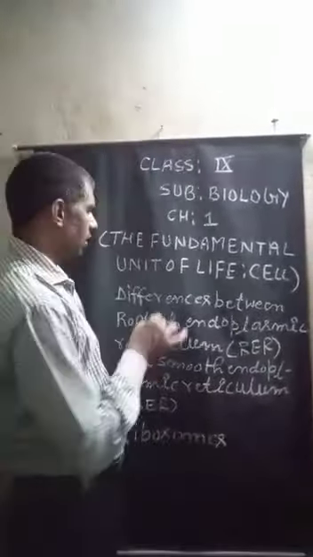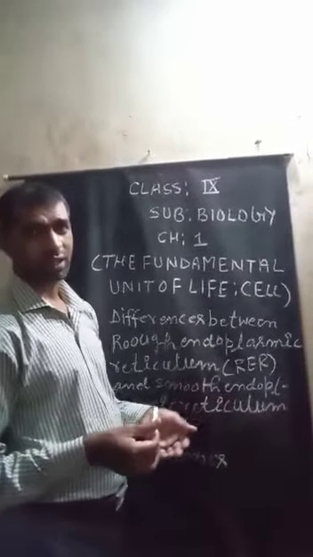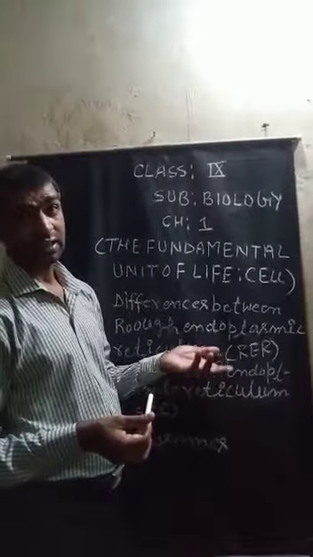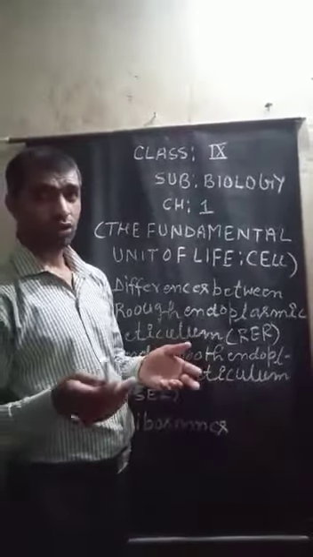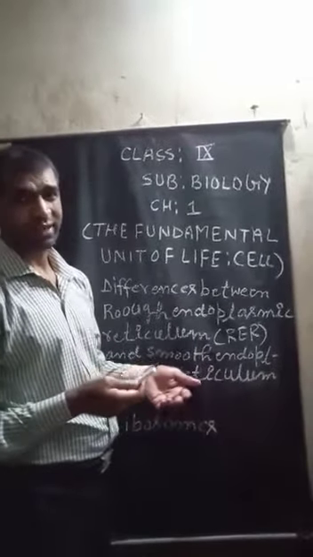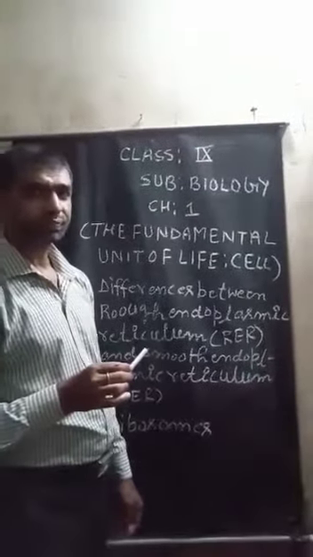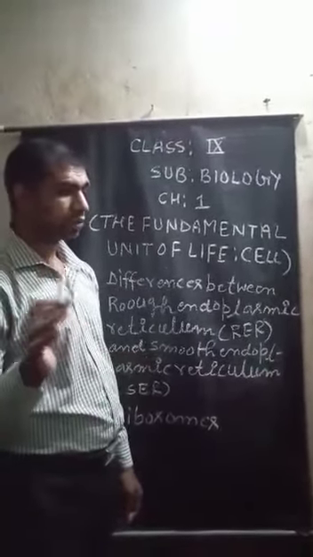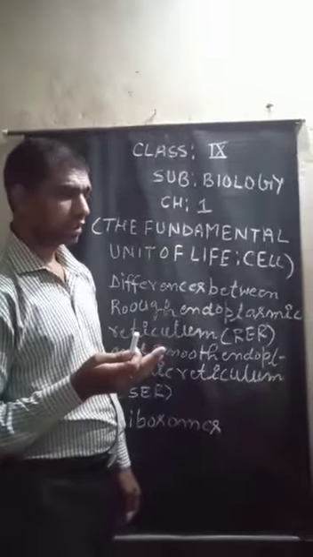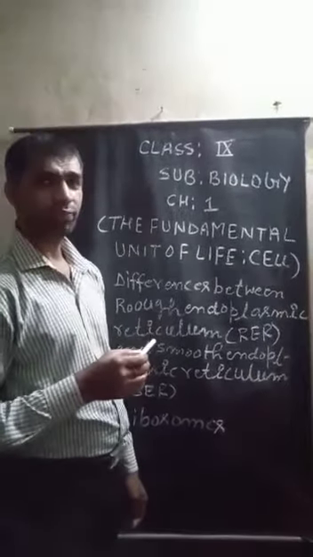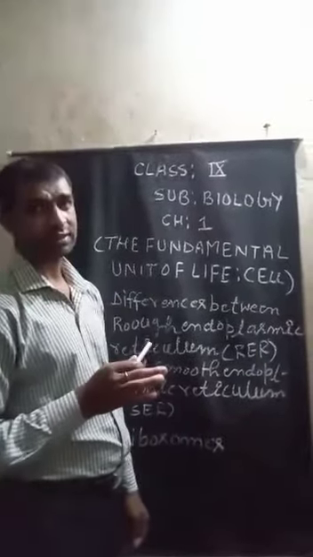So first of all, taking the difference. First of all, I am going to describe the difference between rough endoplasmic reticulum and smooth endoplasmic reticulum. So going towards differences. Rough endoplasmic reticulum consists of cisternae, but smooth endoplasmic reticulum consists of tubules and vesicles.